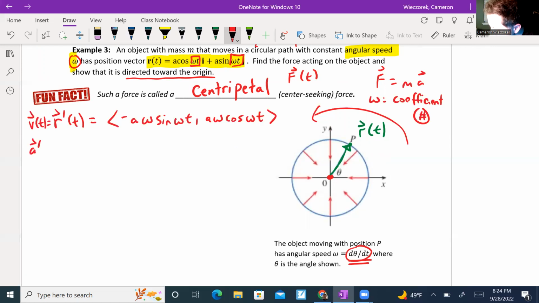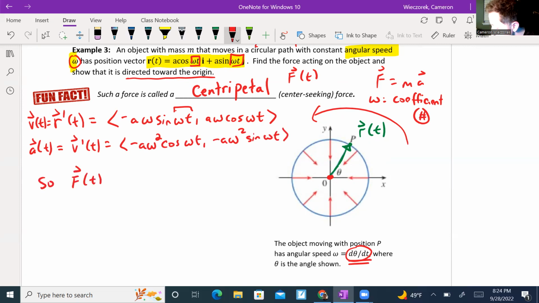Okay, acceleration. One more time. Derivative of velocity, second derivative of position, would be negative a omega squared. I'm going to pick up another factor of omega from the chain rule again. Back to cosine. And I'm going to get negative a omega squared sine omega t. So now we can compute our force. Our force is going to be mass times acceleration.